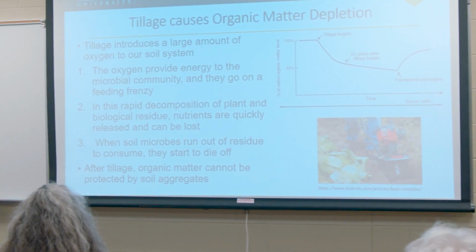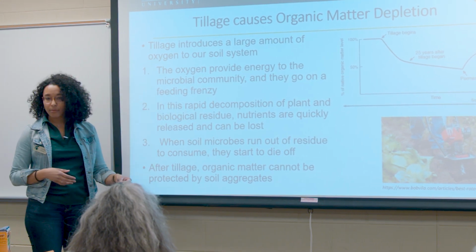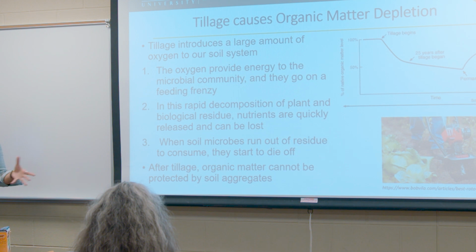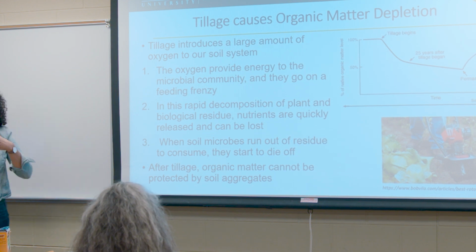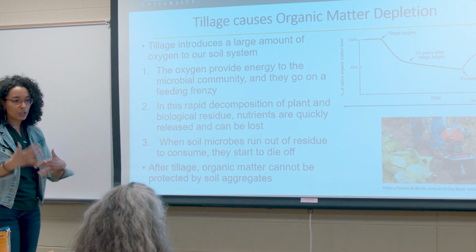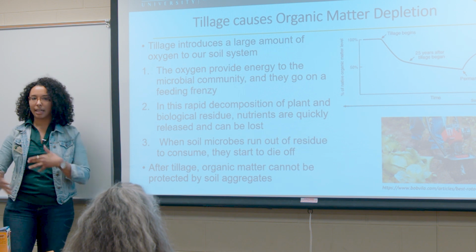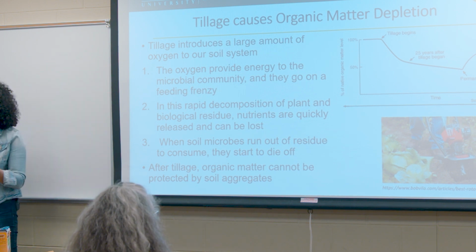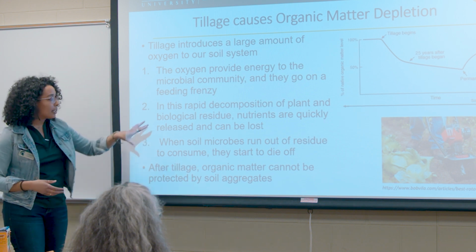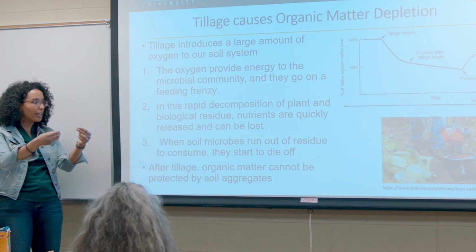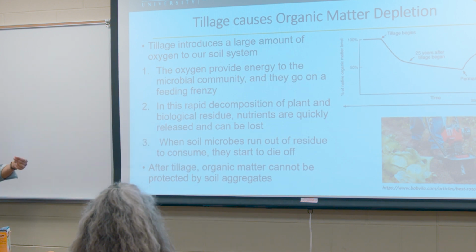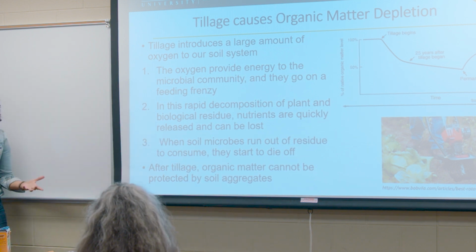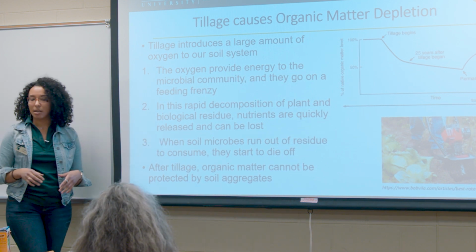using up organic matter? Oxygen provides energy to that microbial community, and that energy helps the microbial community feed a lot. So then they're starting to consume the organic matter in the system very quickly and use it up very quickly. If it's not being touched, then they're consuming it more slowly. In this rapid consumption of your organic matter and your residue, nutrients are being quickly released and it can be lost. Now that's a benefit in some situations.